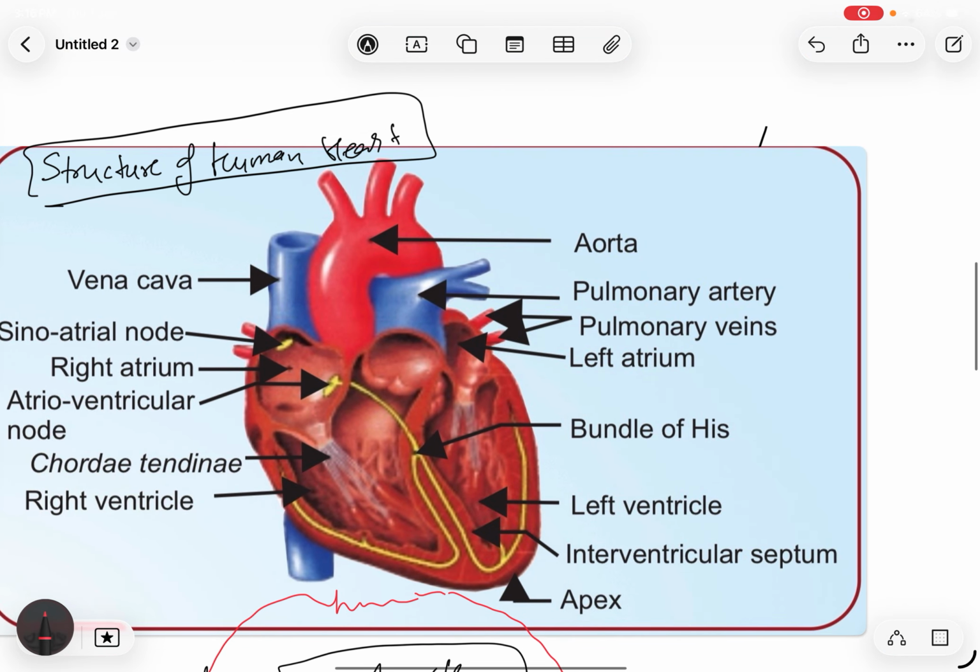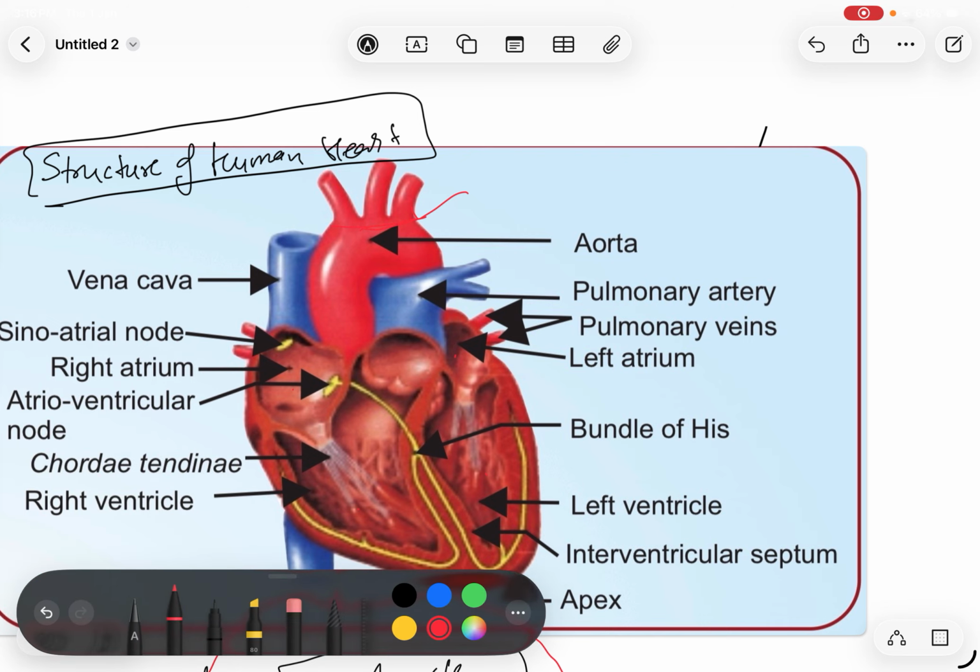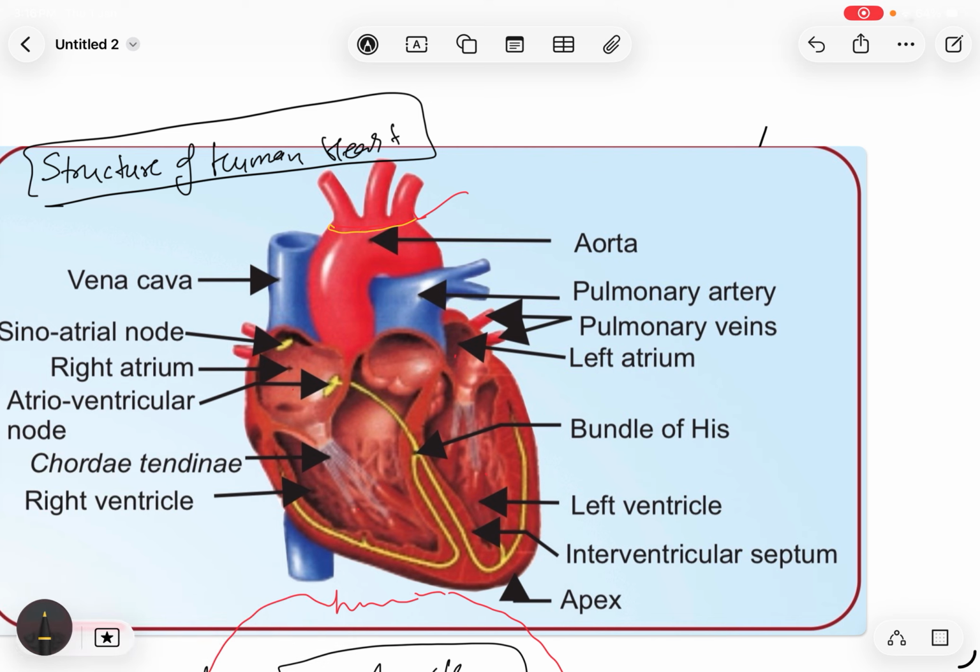If we see this diagram, this is the ventricle, this is the auricle, this is the other auricle, and this is the other ventricle. So this is the aorta, and the aorta has three upper openings. One goes to the brain, and the others go to the left side of the upper chest.